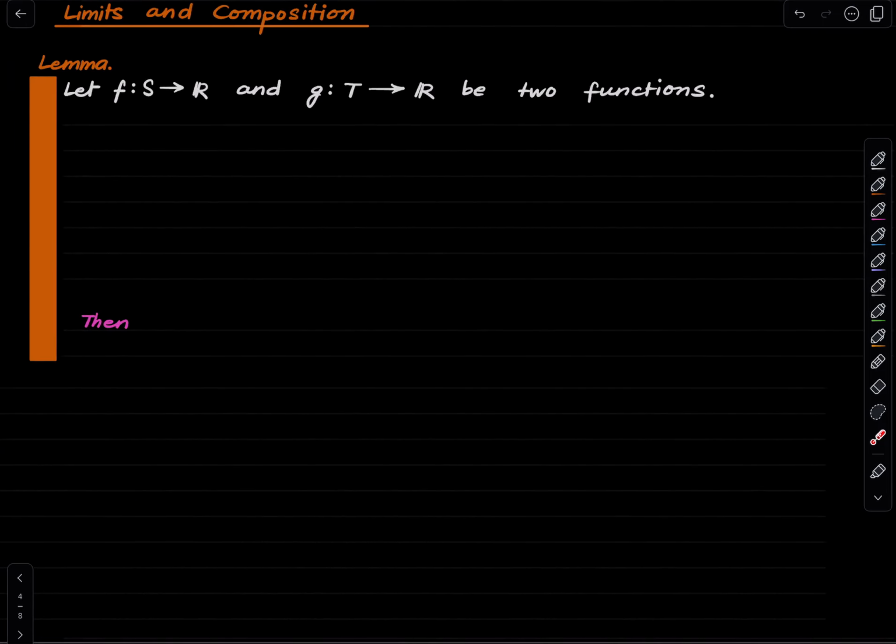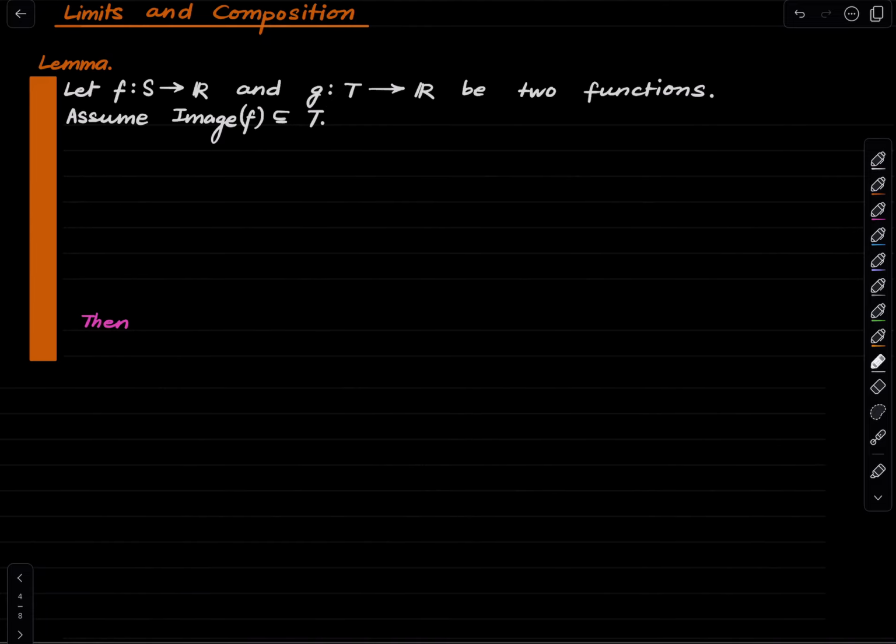So this time we have a function f from a set S of reals to reals, and a function g from a set T of reals to reals, and these will be composable functions. So let me write the hypothesis. So assume the image of f is contained in T.